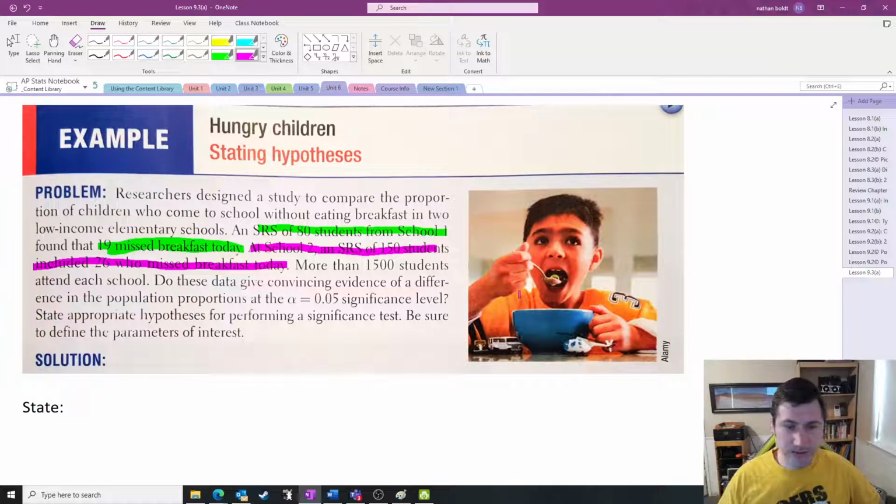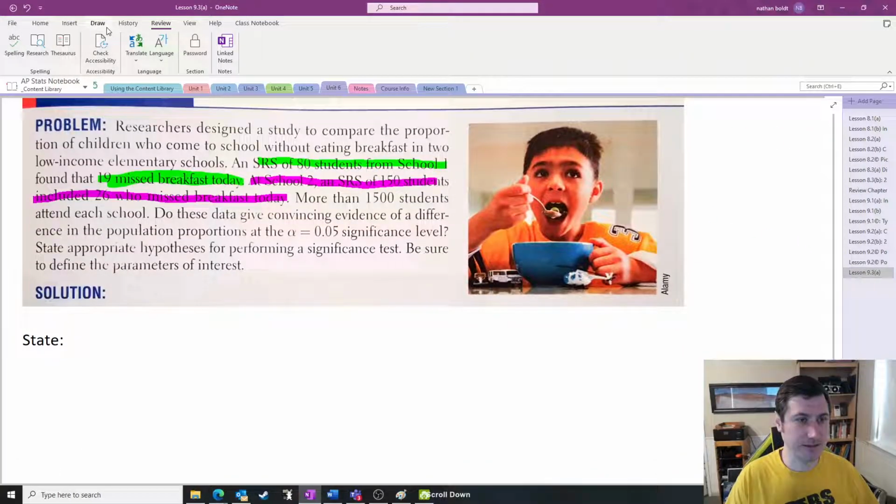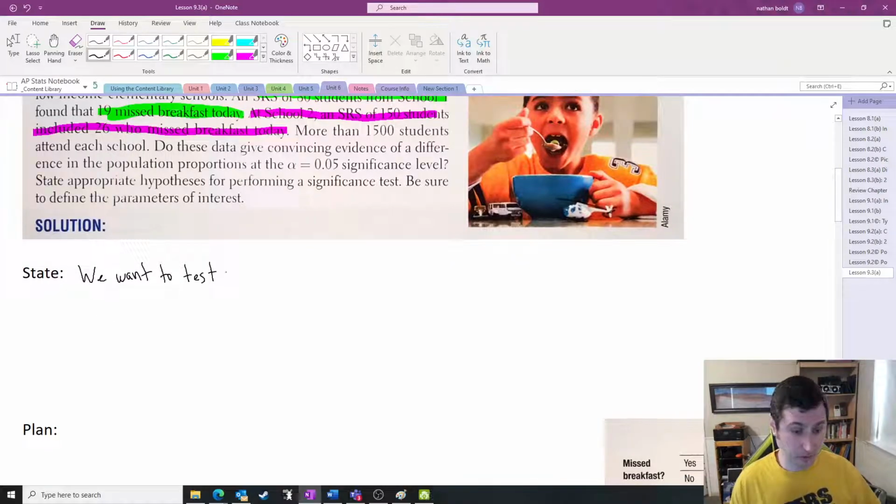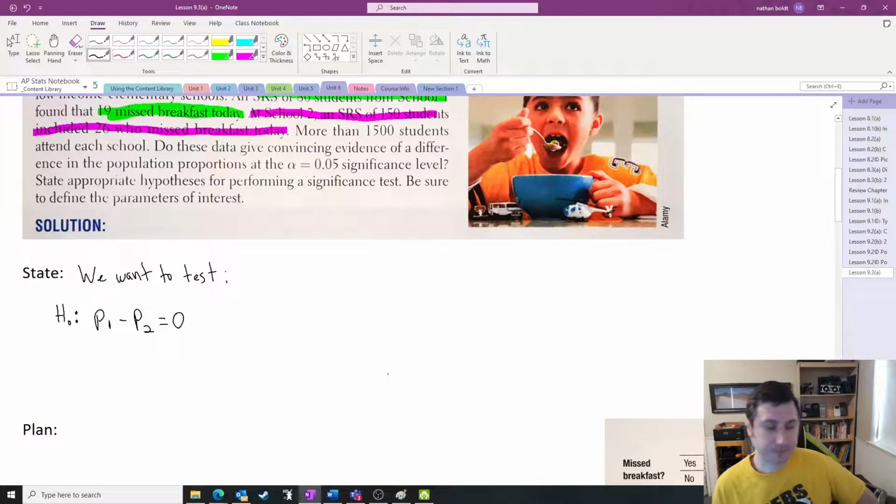State appropriate hypotheses for performing a significance test. Be sure to define the parameters of interest, and we're going to go through the entire procedure here. So, first things first, we want to test. Our null hypothesis is that the two proportions are the same, that P1 minus P2 is equal to 0. If they're the same, when we subtract them, we get 0. Our alternative hypothesis is that they are not the same. So P1 minus P2 will not be 0.